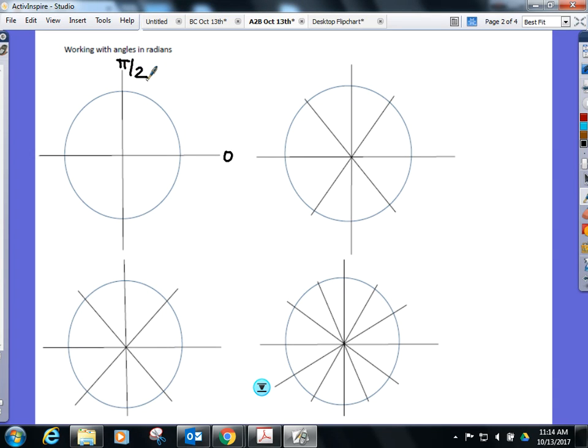Anybody remember from the first day we did radians what 180 was? Well, do you remember what 360 was? 360 was 2 pi. So I'm going to end up back at 2 pi. So what's half of 2 pi? Pi. So 180 is pi.